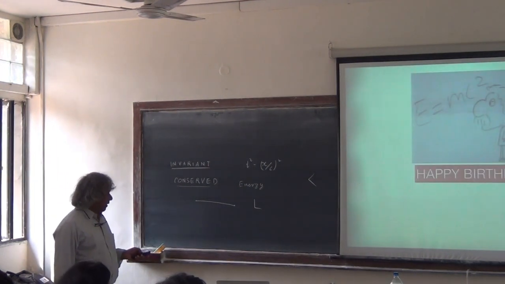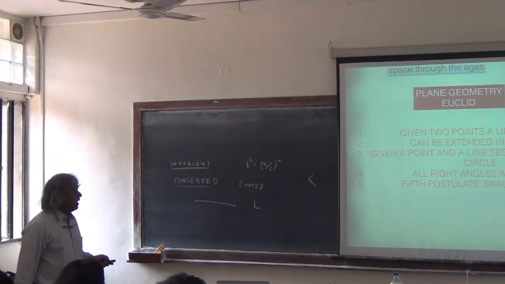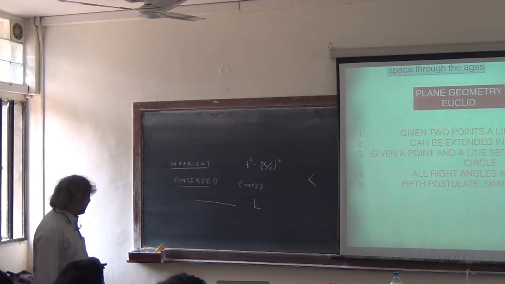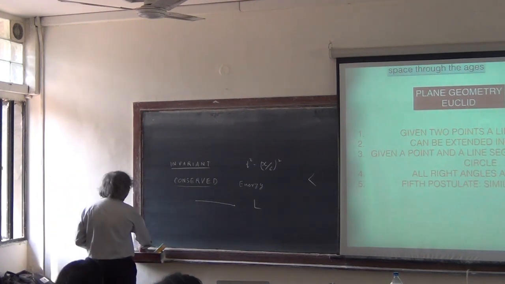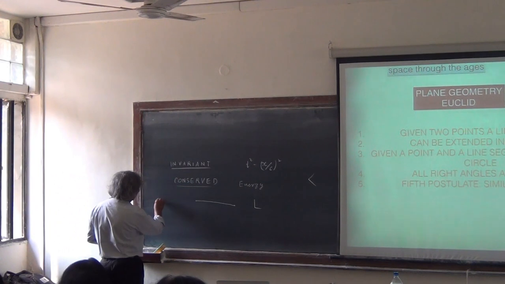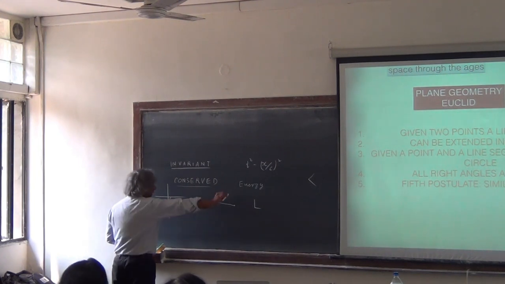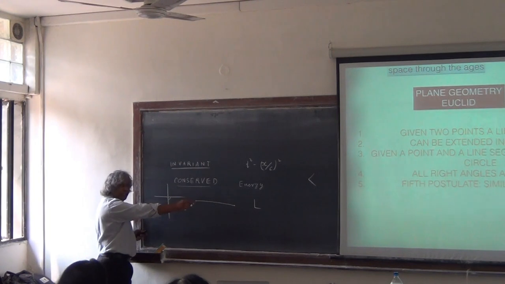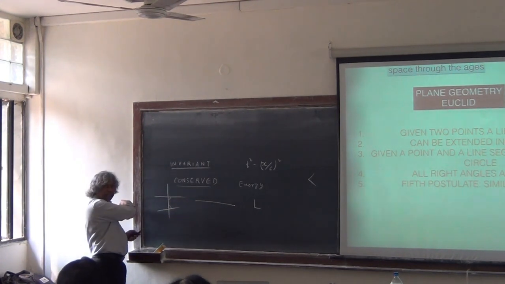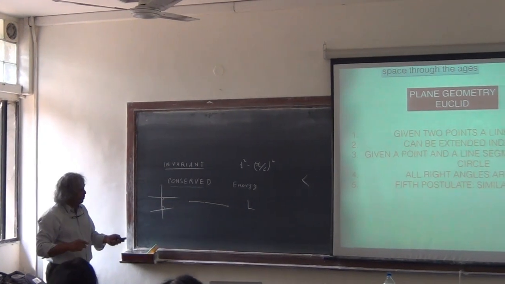And the fifth postulate is a little difficult. The way Euclid stated it was the following. If I have a line here and two lines, and if the sum of these two angles is less than 180, these two lines will meet on this side. And if it's more than 180, it will meet on the other side. That was Euclid's version of the fifth postulate.